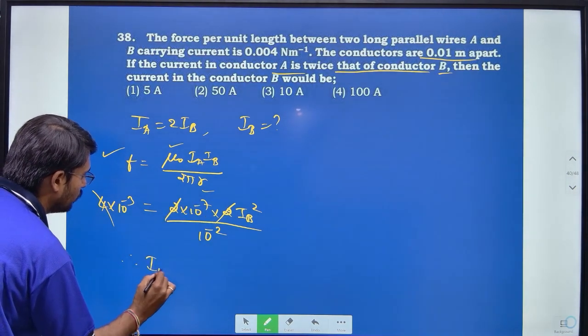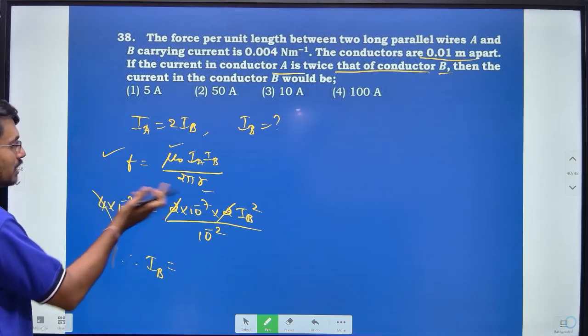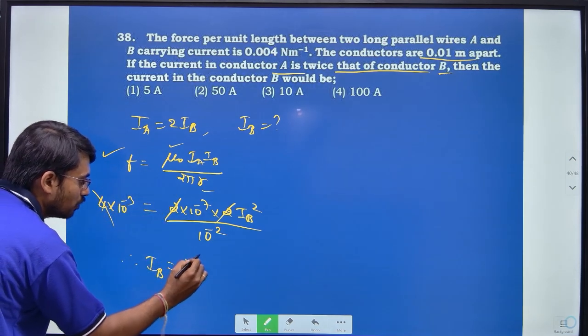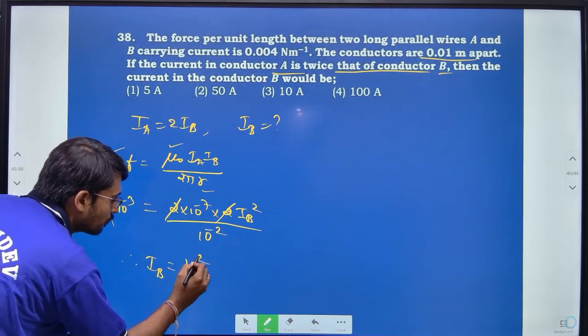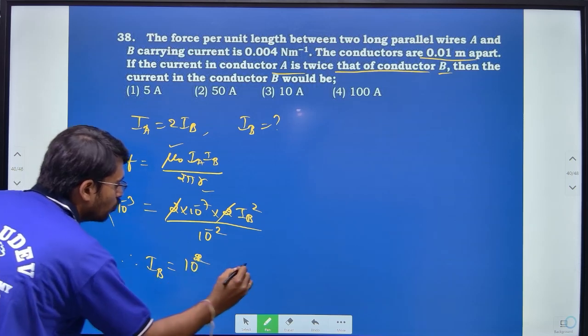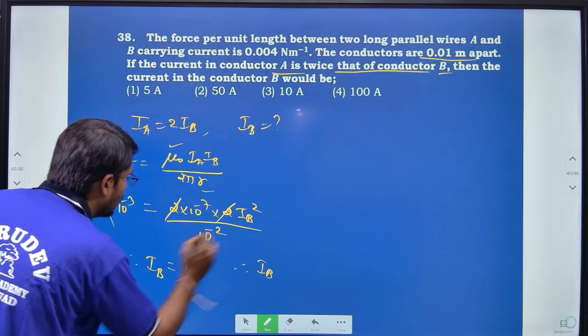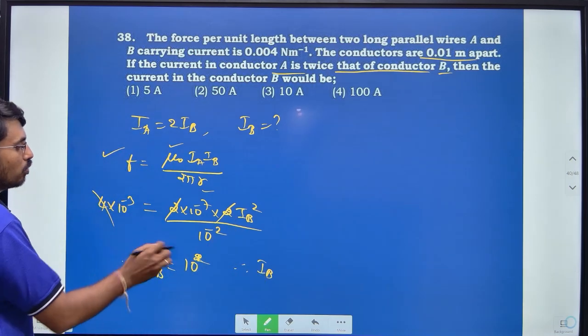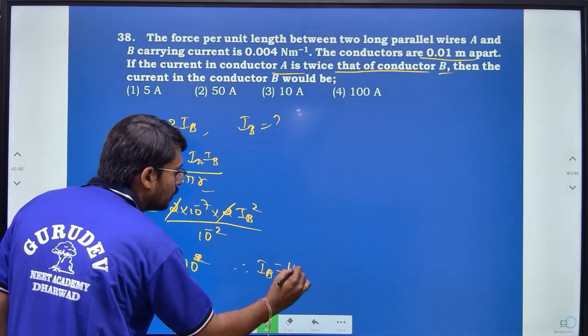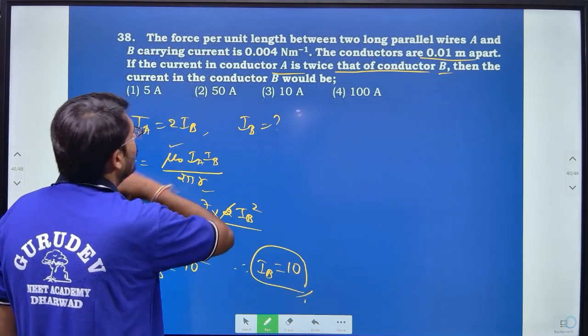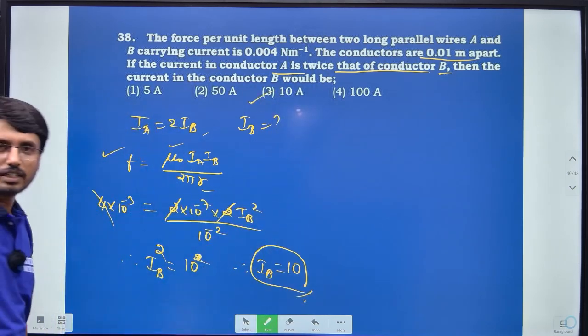So IB square equals 10 power minus 3 divided by 10 power minus 5, therefore it is 10 power plus 2. If it is 10 power plus 2, what will be IB? Here we actually have the square, so IB square is 10 power 2, therefore IB will be just 10 ampere. That is, option 3 is the right answer.